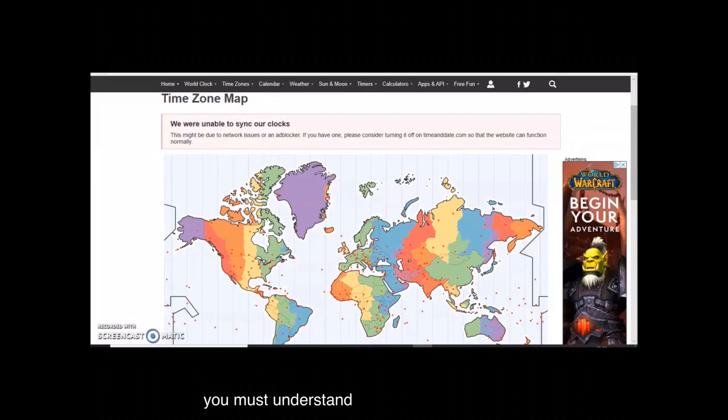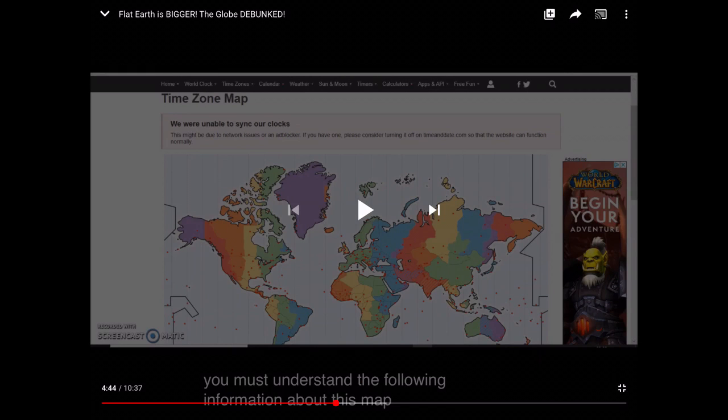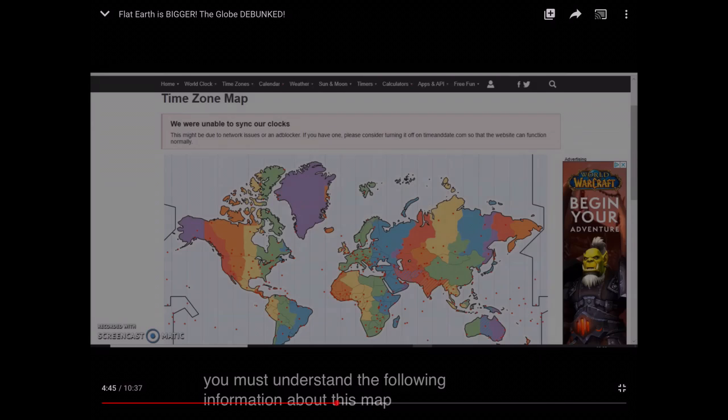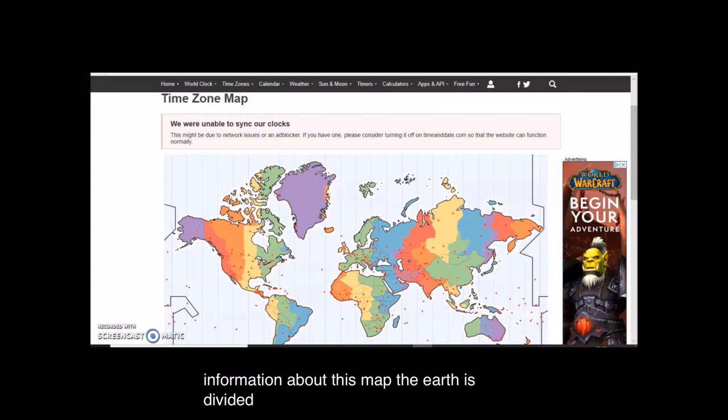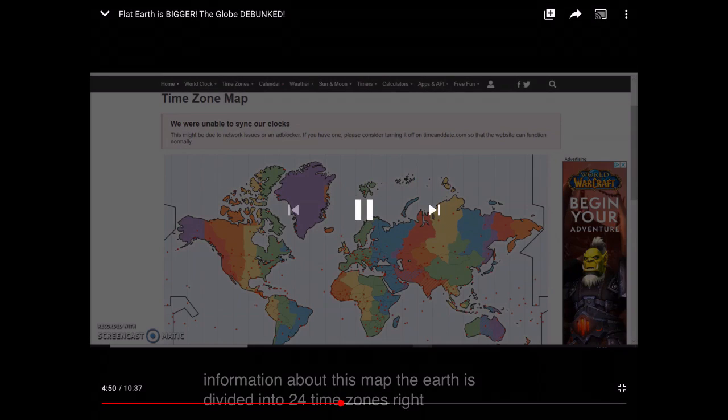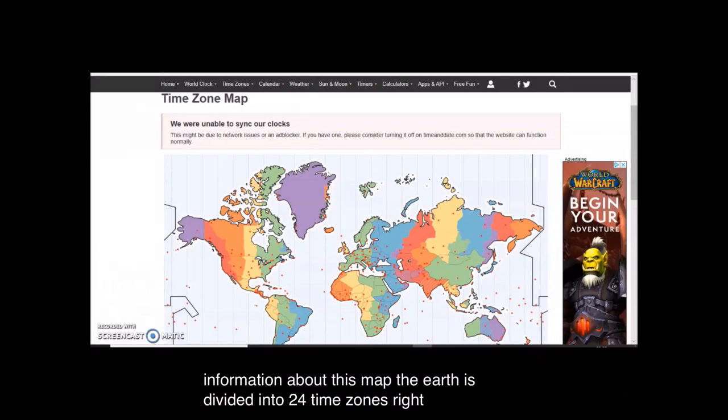You must understand the following information about this map. Okay, let's see the following information. The Earth is divided into 24 time zones, right? Yeah, true. Although some of the lines are a bit off because of political reasons. For example, one of the islands was close to New Zealand, so the time zone just went there. And the whole of China follows the same time, which is a problem. But time zones are sometimes not reliable.